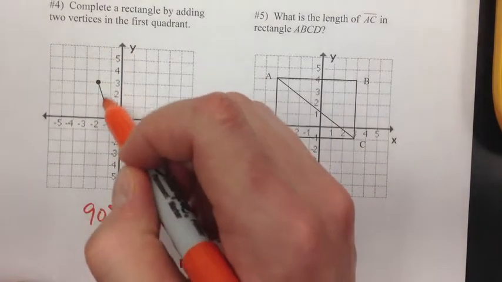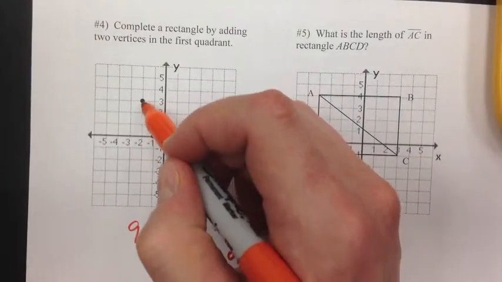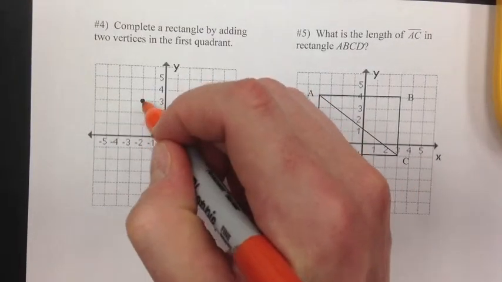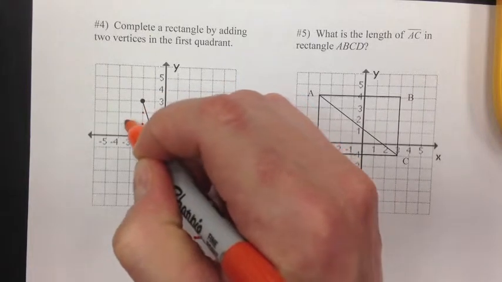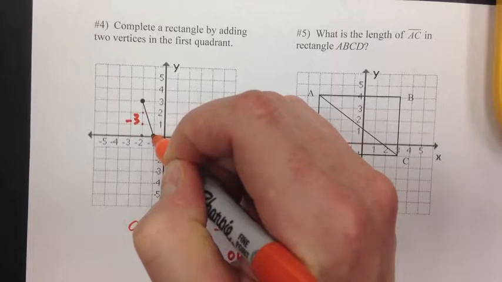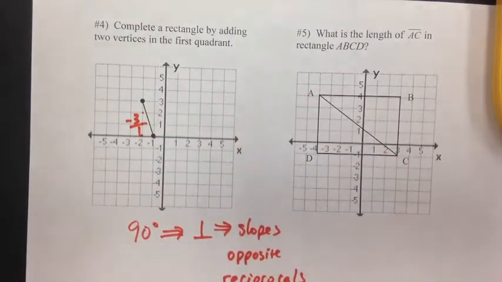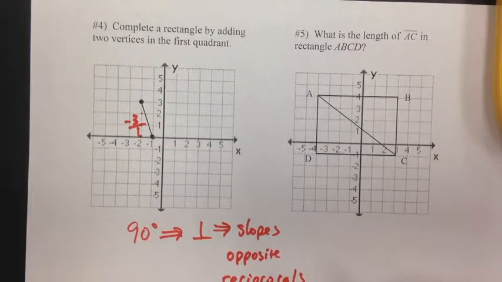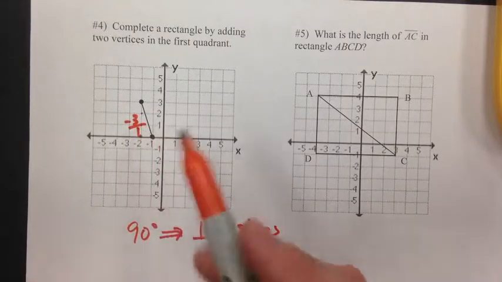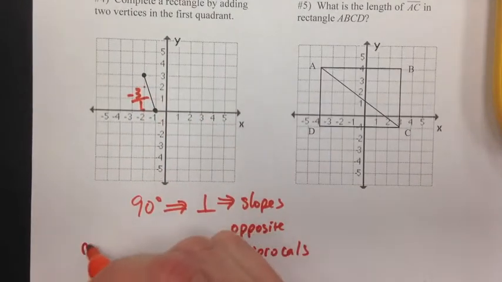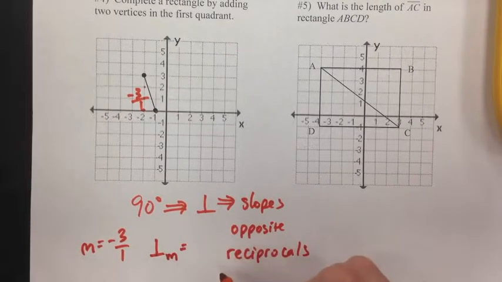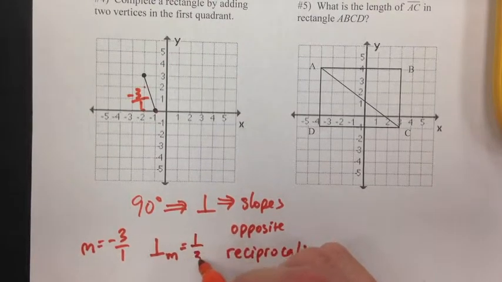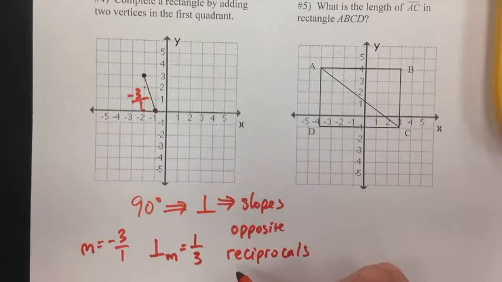So if we can figure out the slope of one segment, we can figure out the slope of the perpendicular segment. So I'm going to take this -2, 3, and then -1, 0. I'm going to count the slope. So I go down 1, 2, 3, that's negative, and then over 1 to the right is positive, so that slope is negative 3 over 1. So if the slope is negative 3 over 1, then the perpendicular slope is the opposite reciprocal. So I flip the fraction, it was negative, so now it's positive, it's 1 over 3.